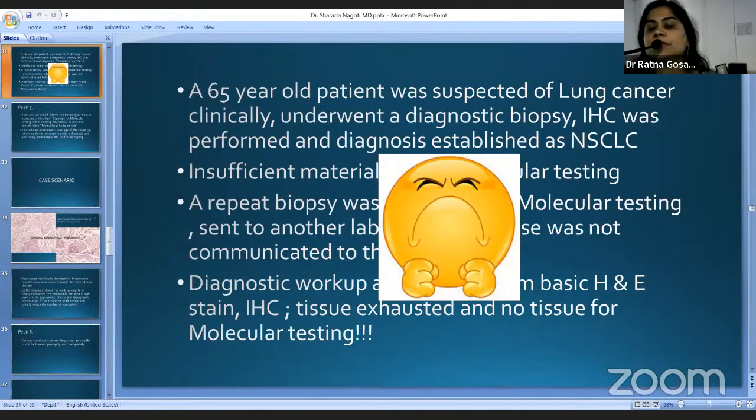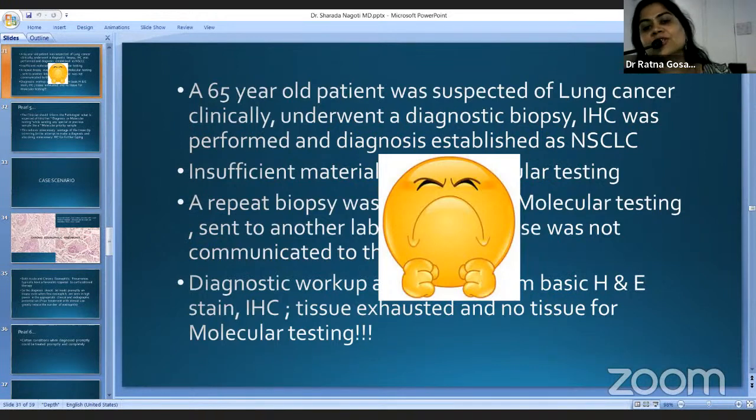So a repeat biopsy was done only for this molecular testing, and this time it was sent to another lab. But the purpose was not communicated to the pathologist. So the pathologist started his diagnostic workup again, right from basic H&E, then immunohistochemistry. Then again the tissue got exhausted, and there was no tissue left for molecular testing, leading to frustration for the clinician and also the patient.